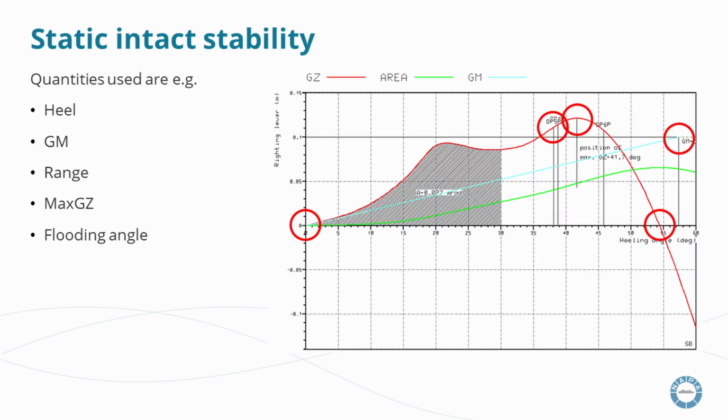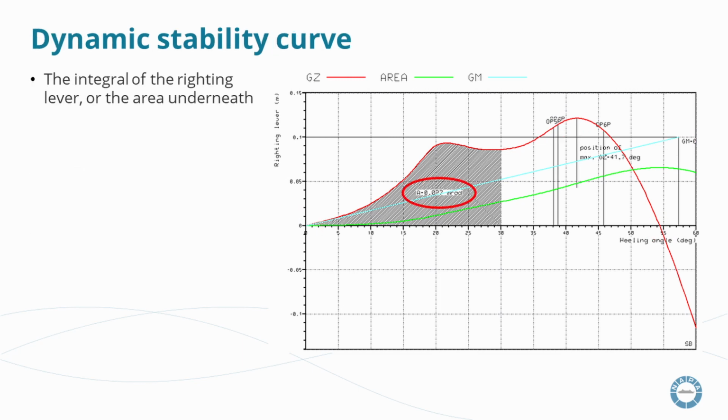Here we can see a GZ diagram and some typical values we can obtain from it, like the inclination or heel, the GM, the range of stability, maximum GZ value within this range, and angle of immersion for flooding openings. And the area underneath the GZ curve is represented by the green dynamic stability curve, which essentially represents the energy that is accumulated when the ship is heeled to a certain angle.